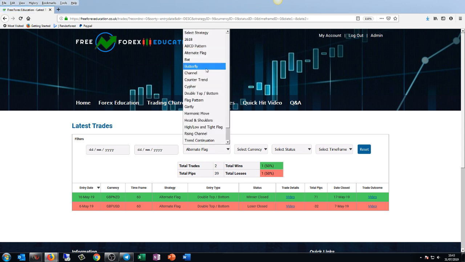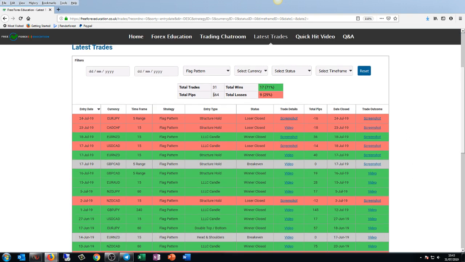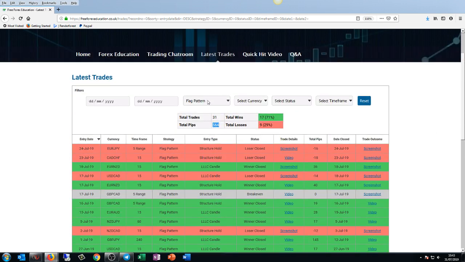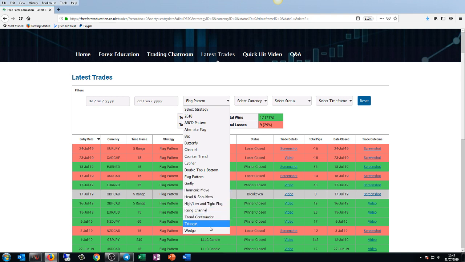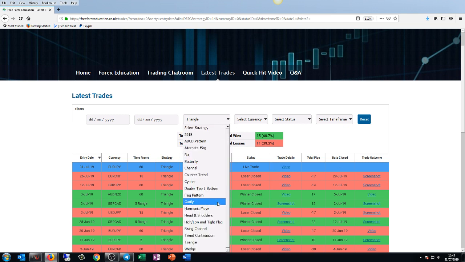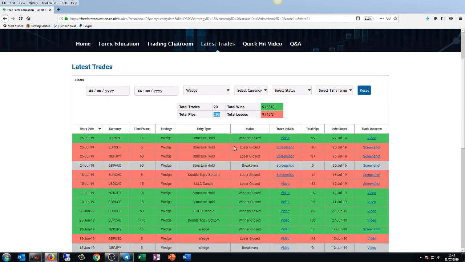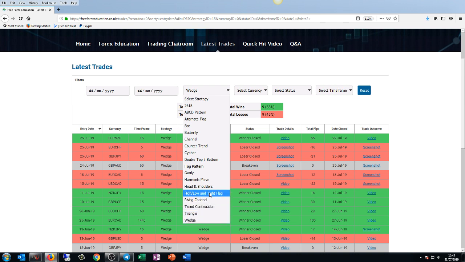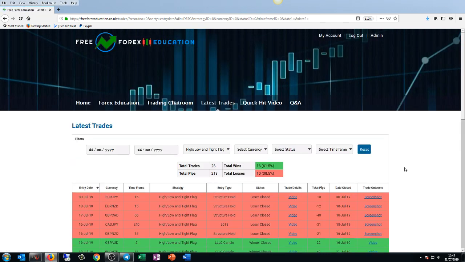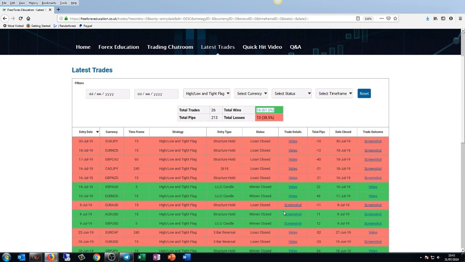That strategy doesn't appear very often, and I've only been recording this data for a few months. Click on flag patterns. Flag patterns have done very well. They've earned 564 pips. Go and check those out, and then I would go and check out triangles. We've had 28 of those and 130 pips. Wedge patterns, very profitable strategy as well. 293 pips earned on that. And the other one, which is our most profitable, is the high and low and tight flag. Well, it has the highest win rate, 61.5%.